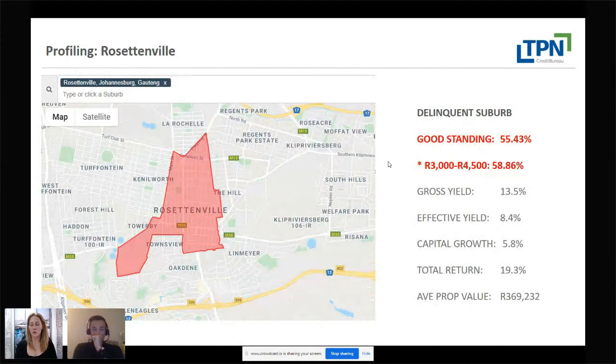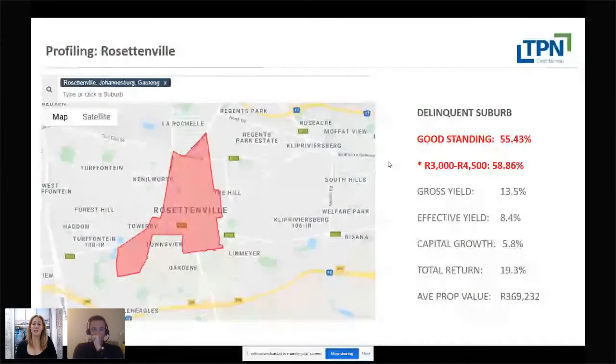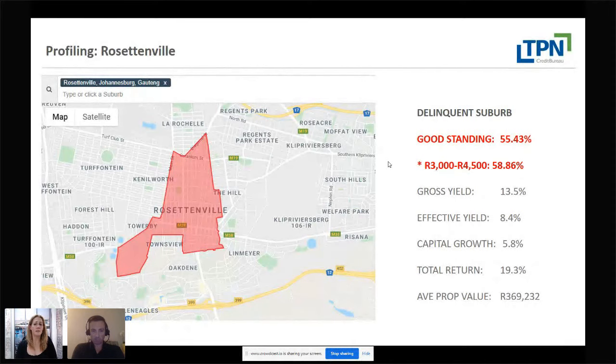Wasn't quite as bad as Soweto or the suburb that you profiled earlier, Lawrence. The good standing here in this particular suburb is 55%. The best performing tenants in the suburb are 3,000 to 4,500 Rand rentals, so they improved to 58%. Our gross yield is 13.5%. If we take the delinquencies out, our effective yield is 8.4%. Our capital growth is not bad as far as Gauteng is concerned at 5.8%. Therefore, our total return is 19.3%.